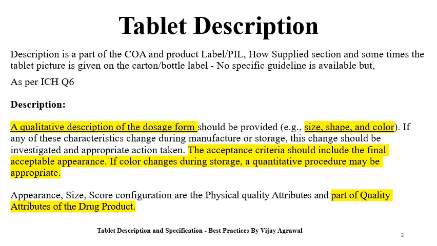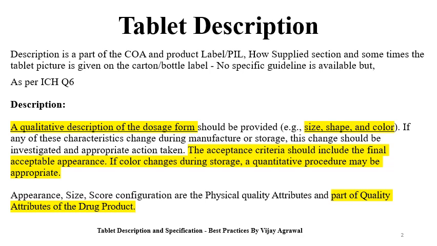So what is to be included in the tablet description? A qualitative description of the dosage form should be provided, example size, shape and color. If any of these characteristics change during manufacture or storage, these changes should be investigated and appropriate action to be taken. The appearance, the acceptance criteria should include the final acceptable appearance. That means the final finished product tablet description we have to give. If color changes during storage, a quantitative procedure may be appropriate.